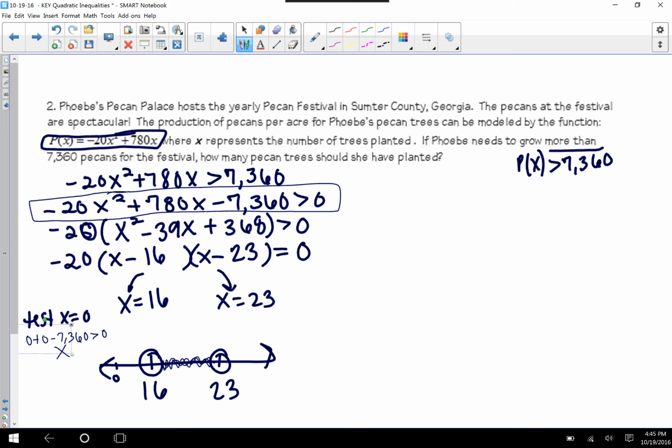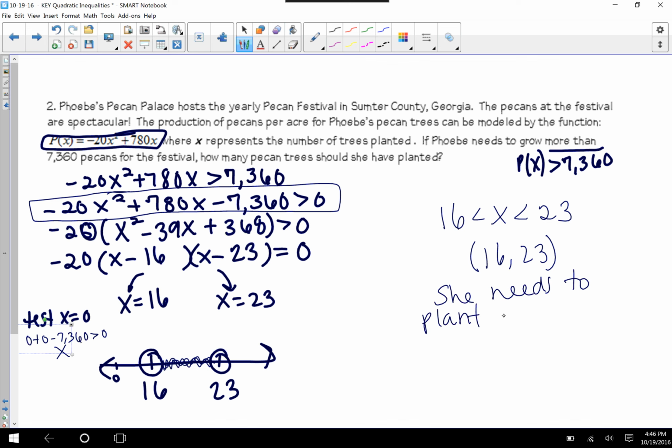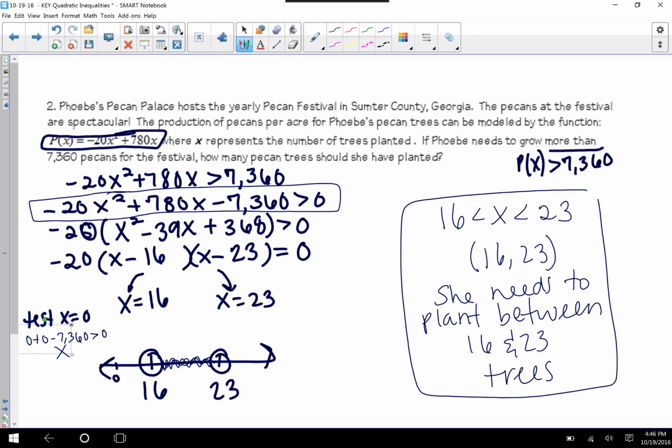So we've got 16 is less than x is less than 23. 16 comma 23. So we've got my inequality notation first, interval notation second, and then we want to interpret what it means. So she will need to plant between 16 and 23 trees. Okay, so there's your solution. So that is that second one. Pause it if you need to go back.